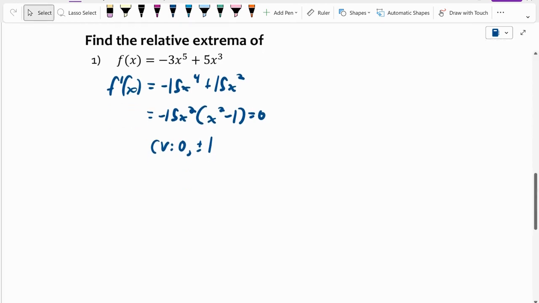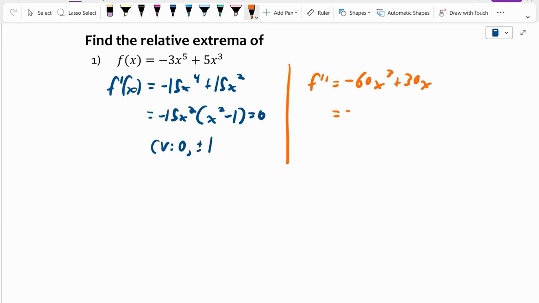Now, it would be very easy at this point to do a first derivative test and see what that's doing. But if we wanted to bypass that and do a second derivative test, we would now look at f double prime. And I would see that this is negative 60x to the third plus 30x. And if I factored that, which we again would want in a factored form, I'd pull out a negative 30x, and I would end up with 2x squared minus 1. So what this is saying is that these critical values are possible extrema.